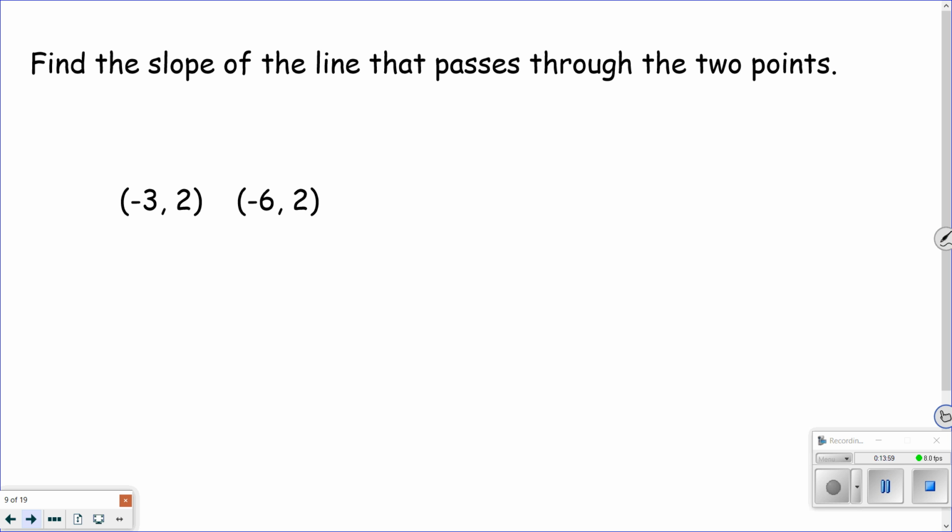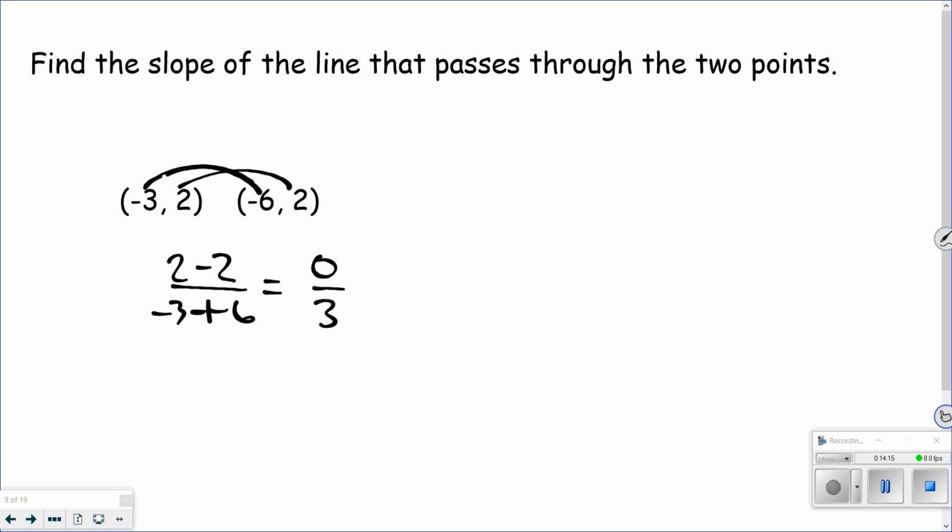If you look at this, we're going to go, again, y minus y, so it's going to be 2 minus 2 over, then let's say I go 2 minus 2, I'm going to go negative 3 minus negative 6. So I end up with 0 over, that changes to a plus, negative 3 plus 6 is 3. Hey, this has a slope of 0, so remember what we just talked about. If it has a slope of 0, that means it's actually a horizontal line.